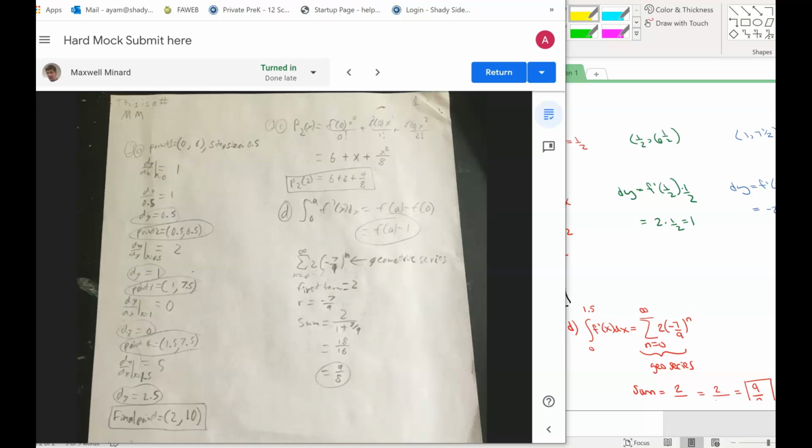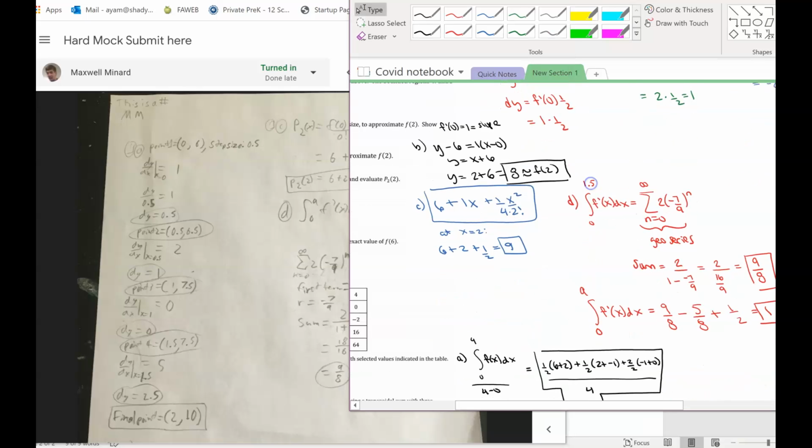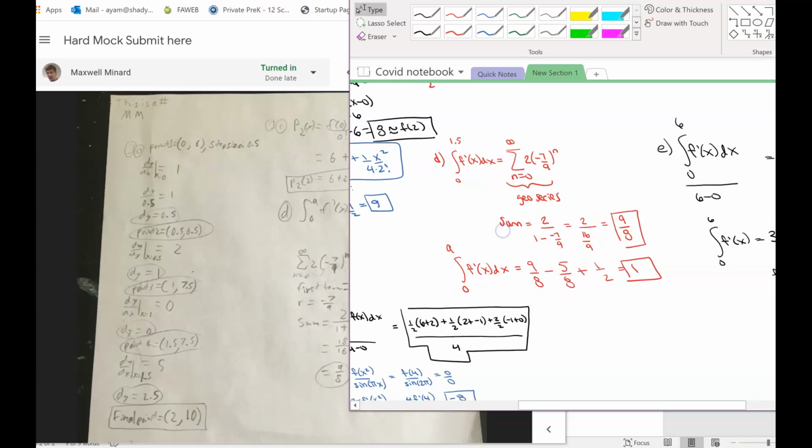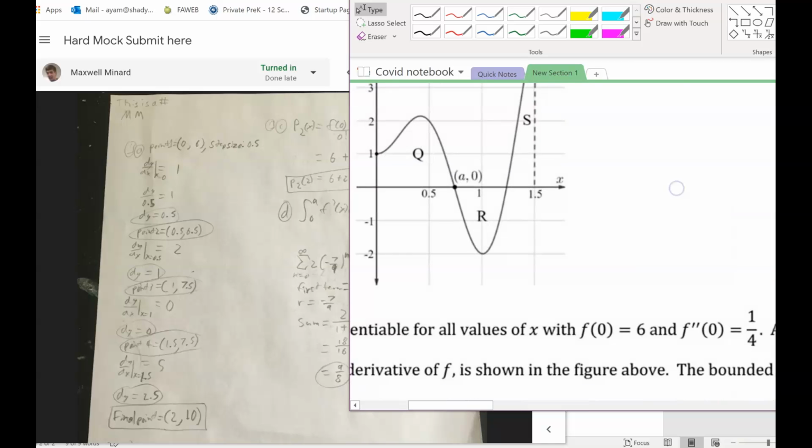D asked you for the definite integral from 0 to a. So what you did find was this, right? You found that the definite integral from 0 to 1.5 equals 9/8. But what's then the definite integral from 0 to a? Now let's take a look. The graph, 0 to 1.5, so you just found this net signed area, Q minus r plus s, right?